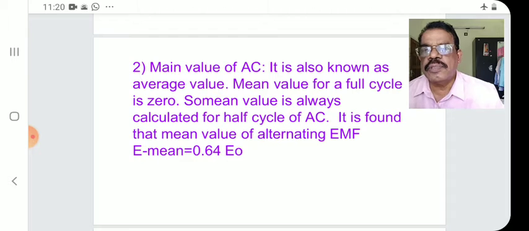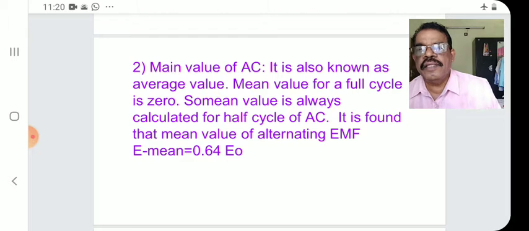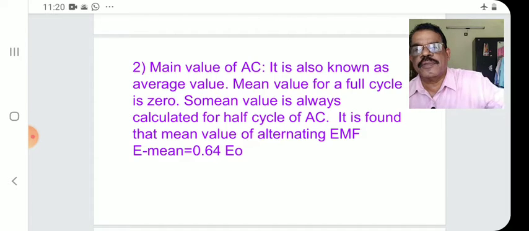Mean value is equal to 0.64 E0, where E0 is the maximum value, the peak value. So look, mean value of AC is also known as average value. Its value is 0 for a full cycle. So mean value is always calculated for half cycle, and the mean value is found to be 0.64 E0, or we can say it is 2 E0 by pi. 2 by pi is 0.64.